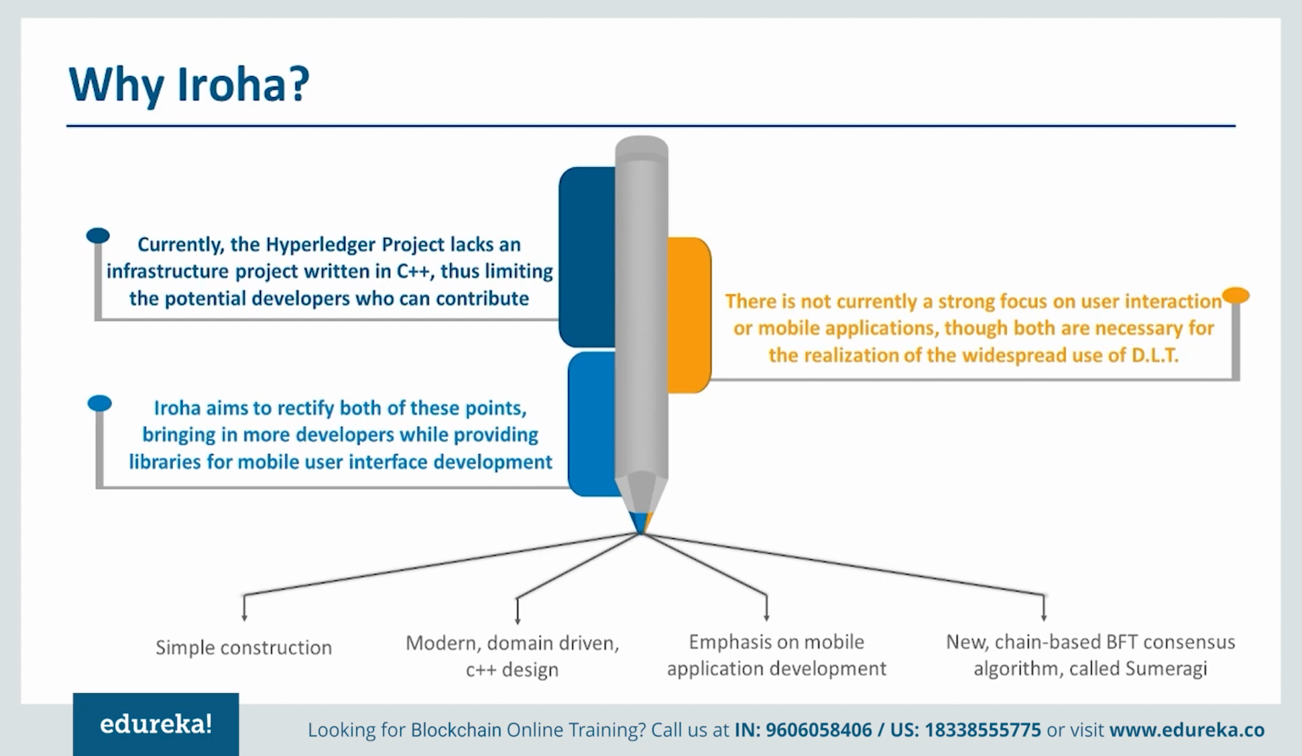Currently, the Hyperledger project lacks an infrastructure project written in C++, thus limiting the potential developers who can contribute. C++ is no more used widely. Iroha aims to rectify both these points, bringing more developers while providing libraries. There is also currently not a strong focus on user interaction on mobiles, though both are necessary for realization of widespread use of DLT. So if you are a good C++ developer, and you want to write something on your mobile application based on blockchain, then use Iroha. Otherwise, it is not a suitable candidate.